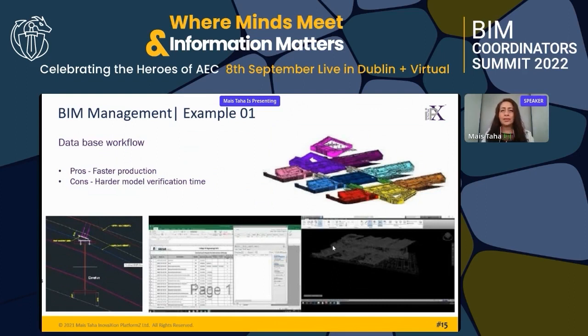When it comes to the very typical BIM management, which is BIM production, the most important part was the database workflow. Most BIM companies struggle with data sufficiency and data distribution in the model. The other good thing is that when you do automation, you can get faster production. Yet, as we all know, BIM models must be verified, and the more you automate, using Dynamo or any other tool, the harder the model verification becomes.